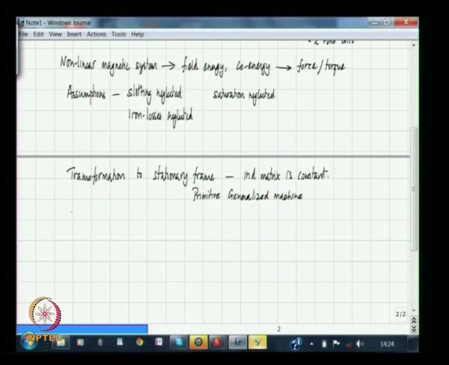But then we were not happy enough with that. We said that in the stationary reference frame all the excitations are AC, and it would help if we can have a reference frame in which the excitations are really DC, and therefore we did the transformation to the synchronous reference frame.